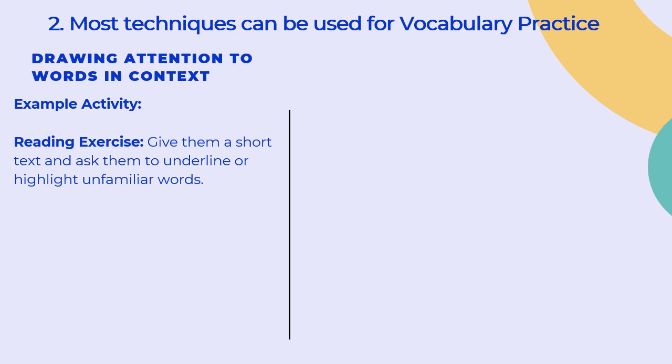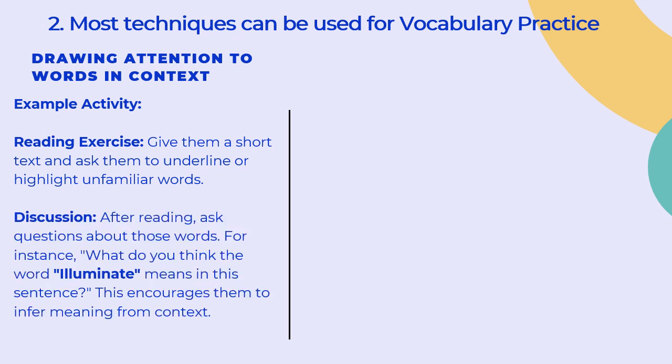For example, you may give students a short text and then you ask them to go through the text and underline any unfamiliar words that they find in that text. And then you ask questions about those words. For instance, what do you think about the word illuminate? What does it mean in this sentence? Now this encourages them to try to infer the meaning from the context. One of the best ways to teach students to use the guessing meanings from context strategy in vocabulary teaching.